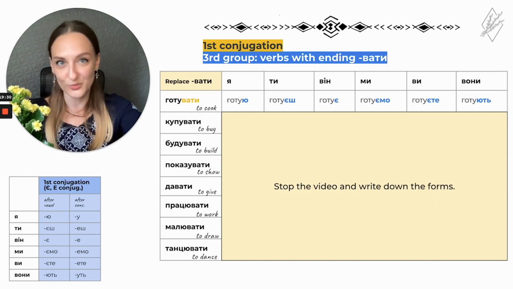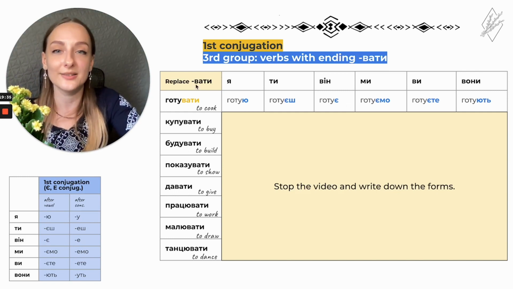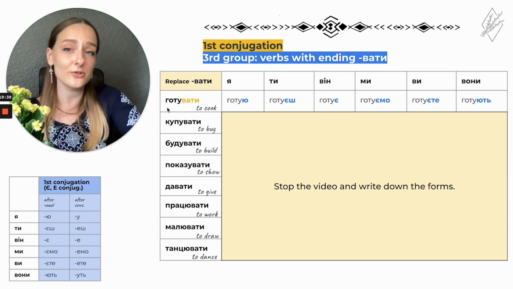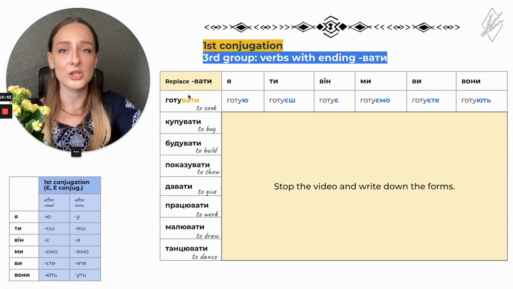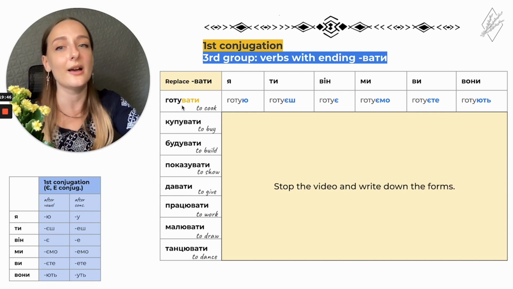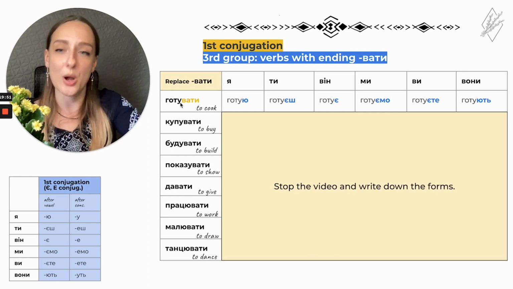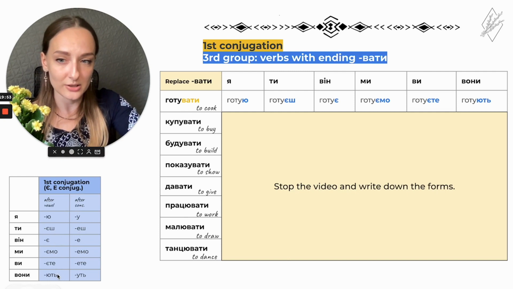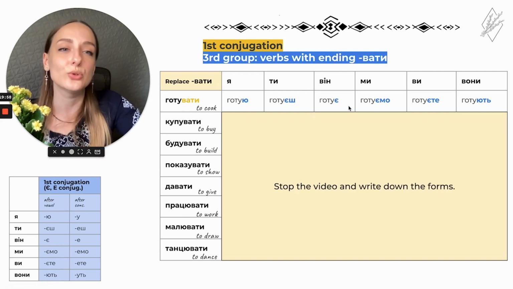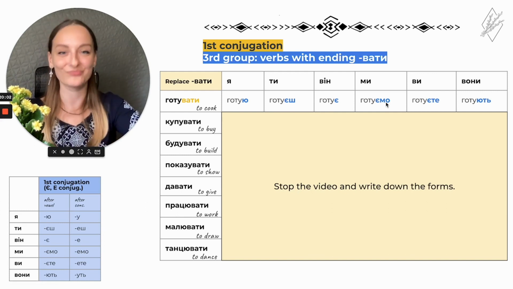How to act with them, to conjugate them. We need to drop the ending вати, all of it, not just ти, but вати, and then to use our usual rule. So, for example, готувати. I drop ending вати, I have the stem готу, which ends with у, which is a vowel, so I use this set of endings, the first one. Я готую, ти готуєш, він готує, ми готуємо, ви готуєте, вони готують.